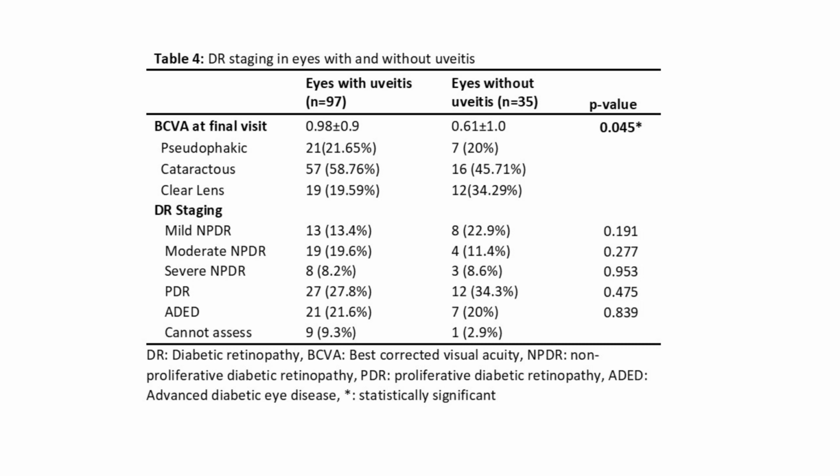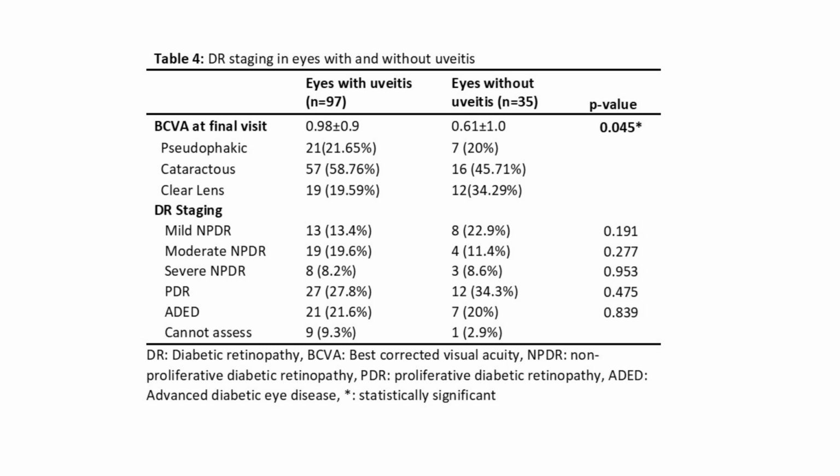Next, this is the fourth table of our article. We have distributed the diabetic retinopathy patients between the eyes with uveitis and without uveitis, and the staging of diabetic retinopathy has been considered. So, first of all, coming to best corrected visual acuity, eyes with uveitis had a higher logMAR, that is 0.98, as compared to eyes without uveitis. This difference was significant, which means that the eyes with uveitis had a poorer visual outcome as compared to eyes without uveitis, which was statistically significant in our study.